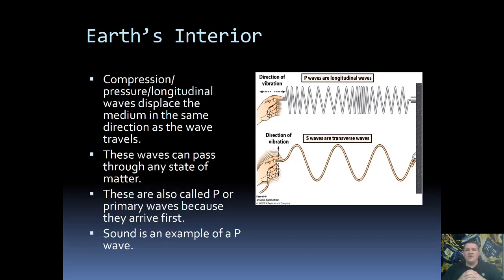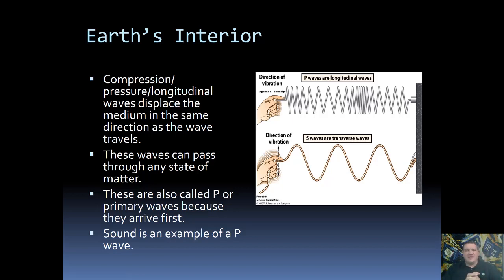Compression, pressure, or longitudinal waves displace the medium in the same direction that the wave travels. So that's what we have going on up here in the upper image. The hand is moving in and out, and as it does, it's going to cause the spring to get compressed and stretched out. These compression and rarefaction regions, rarefaction being the region where it's spread out, will travel down along the spring. So the material is actually squeezing and stretching apart as the wave is traveling through.